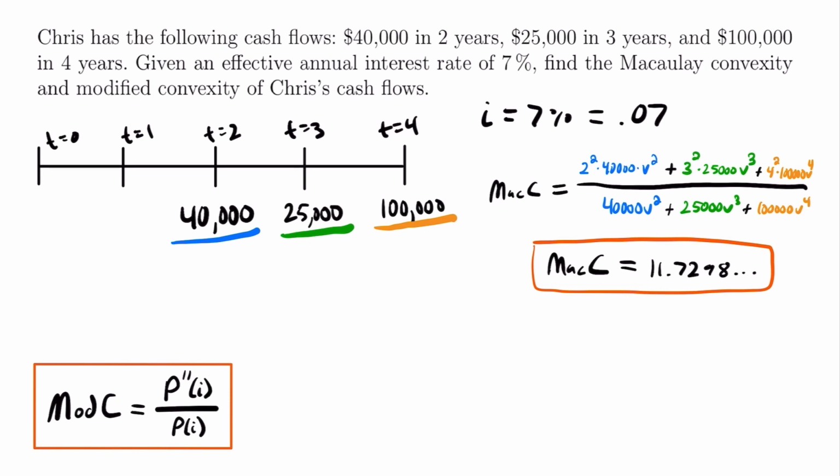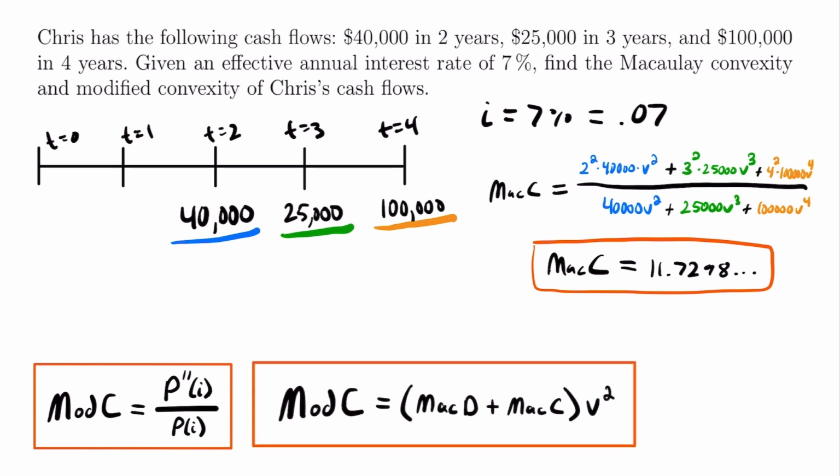In fact, I would actually recommend what we're going to do instead over this method in most scenarios. I think that this way that I'm going to show you is a much easier approach to calculating the modified convexity. Instead of using this definition, what we can do is make use of another formula for the modified convexity. I showed why this is true in my lesson video, but the modified convexity is equal to the Macaulay duration plus the Macaulay convexity times the present value factor squared.